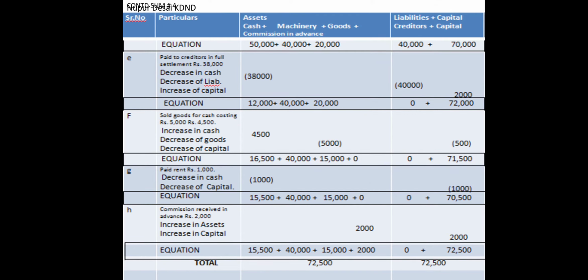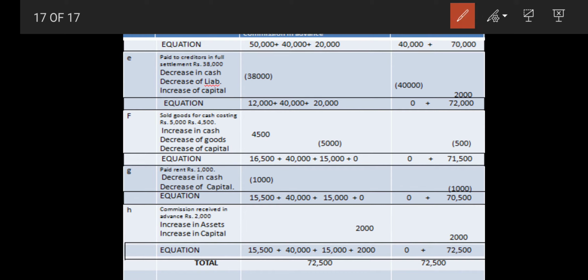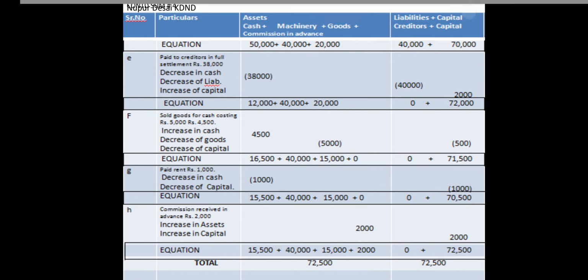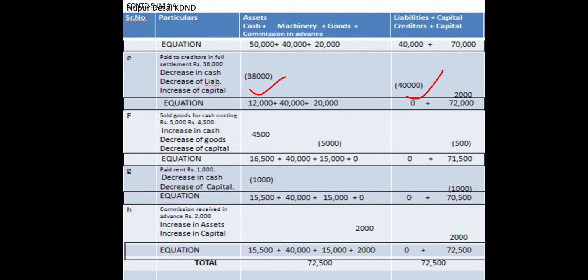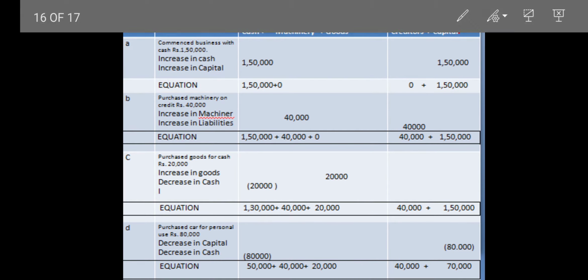So looking at this, there will be first paid to creditors in full settlement rupees 38,000. So 38,000 we are going to make a payment. So this payment is done, 38,000, and here we have to pay our creditors, that is creditors of what? Creditors of furniture. 40,000 we have to pay.